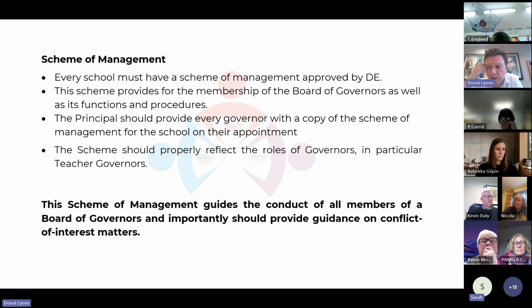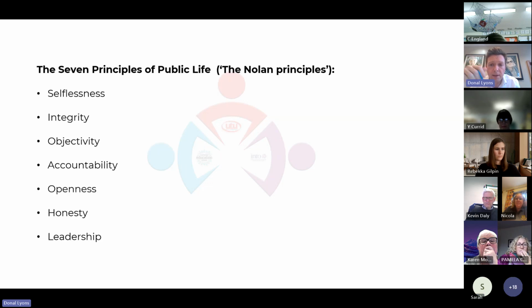And conflict of interests does seem to be the issue which is raised the highest amongst the role of teacher governors, and when teacher governors are going about their business and sitting on the board. Most schools will have that scheme, and it is important that if you are taking up a role or seeking a role as a teacher governor, that you clarify within the scheme of management where exactly the finer points of the process are when it comes to declaring interests and various other things.